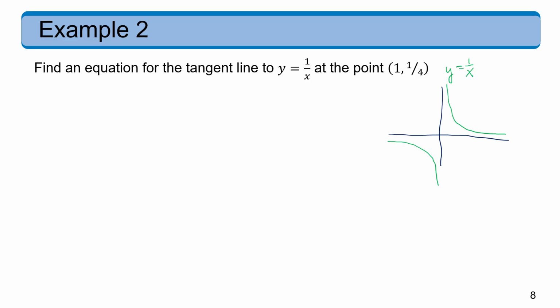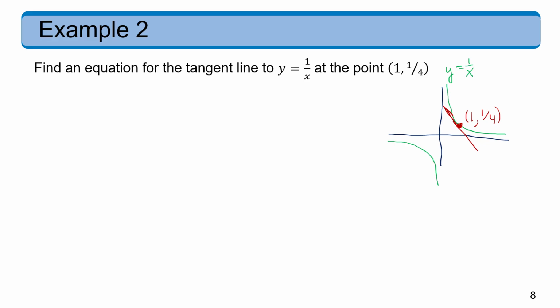Now the point (1, 1/4) you can see is on this curve, because if x is 1, when you plug it into the formula, you get 1/4 for y. So that point would be somewhere around here. And so I'm going to sketch in the tangent line, and that's the line we're trying to find the equation of.